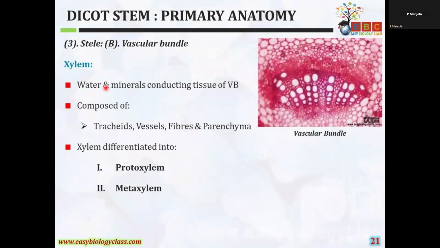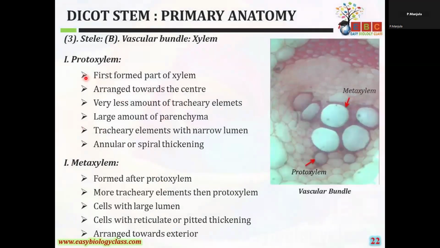Next one is the xylem. The main function of xylem is conduction of water and minerals, and it is made up of tracheids, vessels, fibers, and parenchyma. This xylem is differentiated into protoxylem and metaxylem. The first formed xylem is called protoxylem, and it is arranged towards the center. Very few tracheary elements are present in the protoxylem, and a large amount of parenchyma is present. The tracheary elements have a narrow lumen, and annular or spiral thickenings are seen on them.